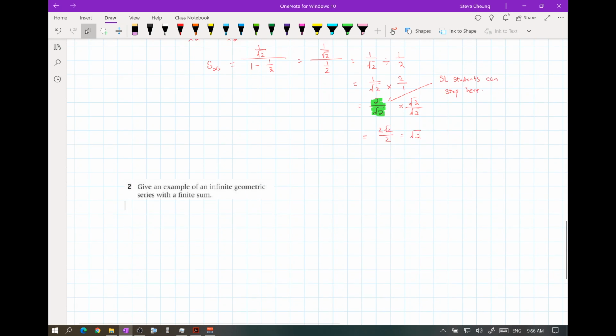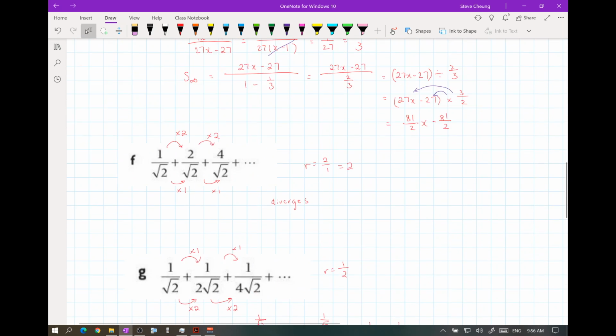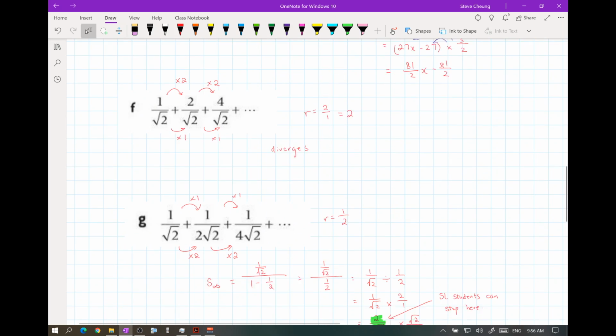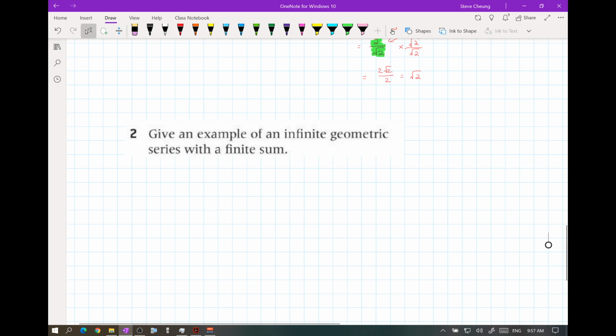Questions 2 and 3 are just fun examples where you have to construct a series yourself. If you're smart enough, you will just take one of the examples above and tell me which one converges, and use that as an example. So give an example where it does have a finite sum. If I choose the ratio to be 1/2, and write down the first term to be 1, then I will have this infinite series. So there you go.